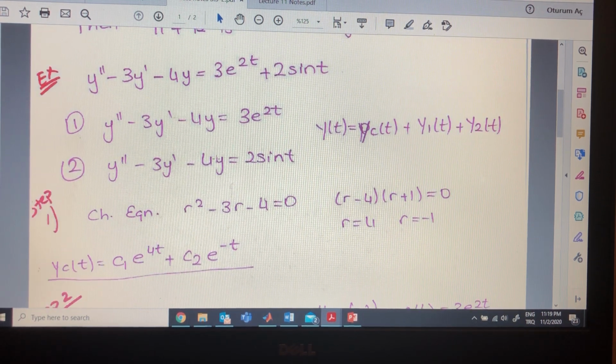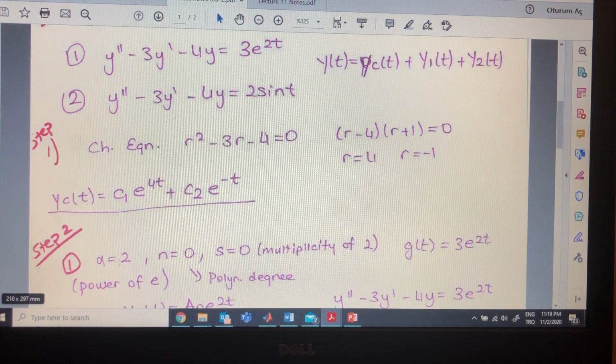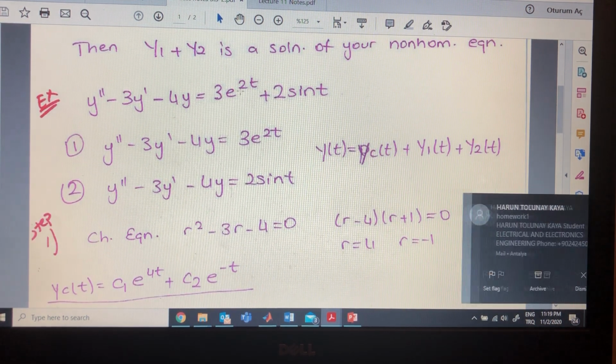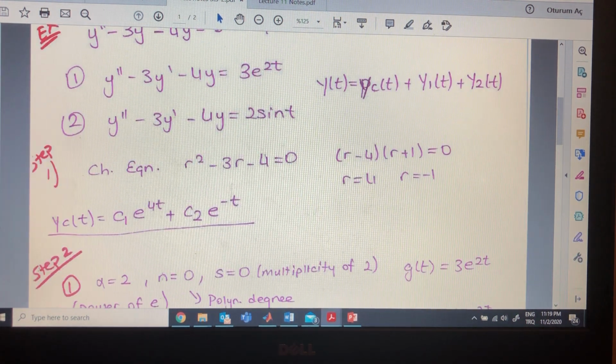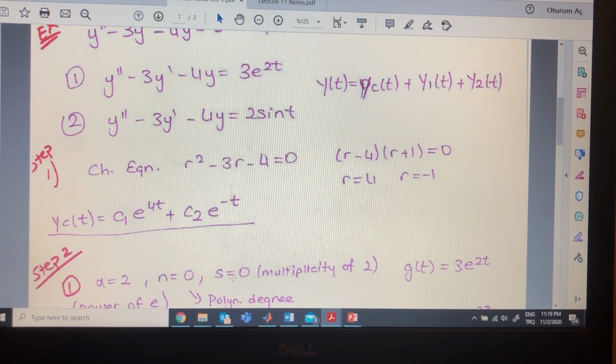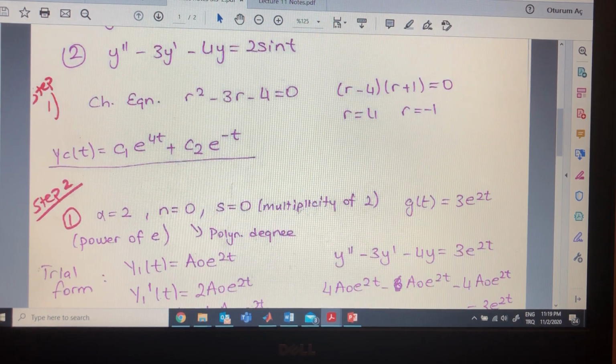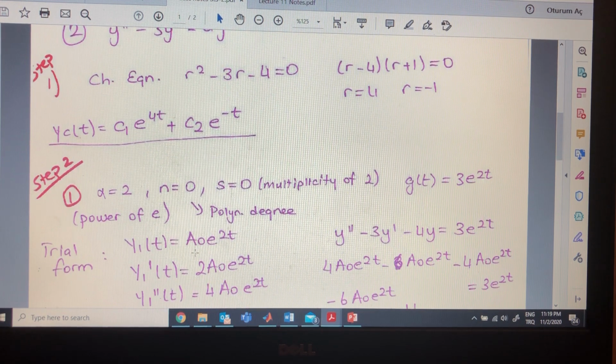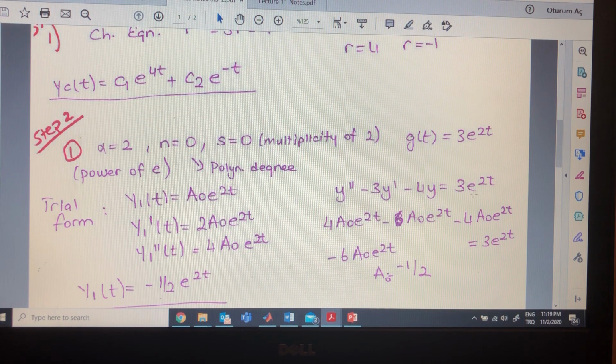And now let's start with 3e to the 2t. As I told you, alpha is 2 because here is e to the alpha t, remember that alpha was coming from the power of an exponential. n is 0 because there is no t as a coefficient, it's just a constant. And s is how many times 2 is coming as a root. Let's look at the characteristic equation. There is no 2, so s is 0. And now I can write my trial form as a0 e to the 2t. Take the first derivative, take the second derivative, plug them inside the original one, make it equal to 3e to the 2t, and you can find a0 is negative 1 over 2. Okay, you already found the first particular solution.